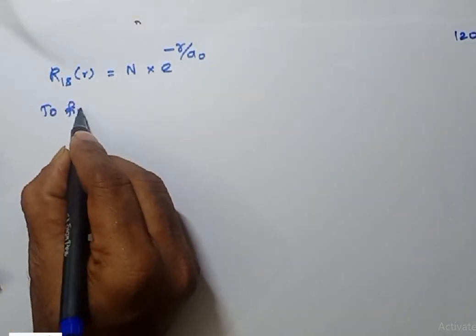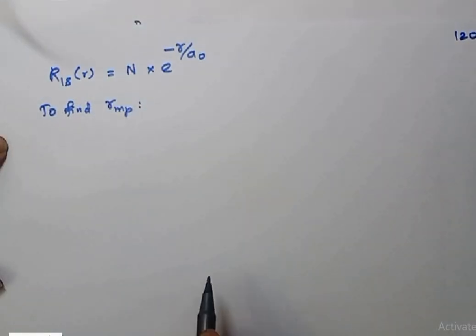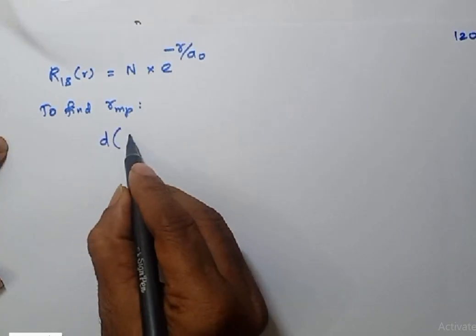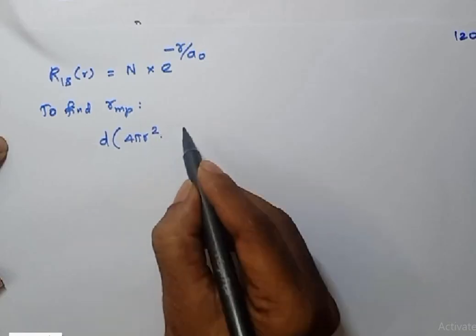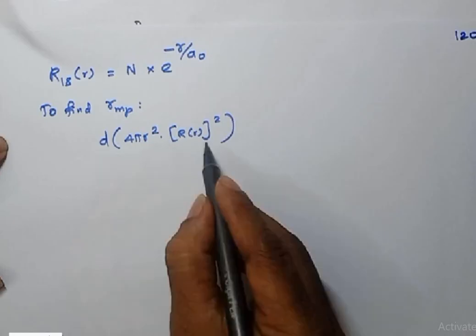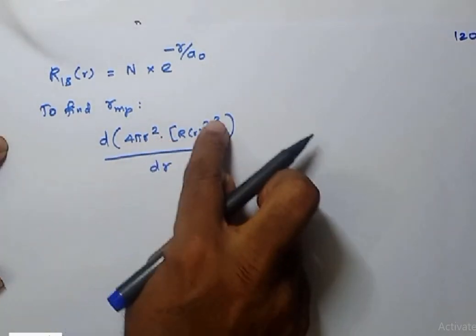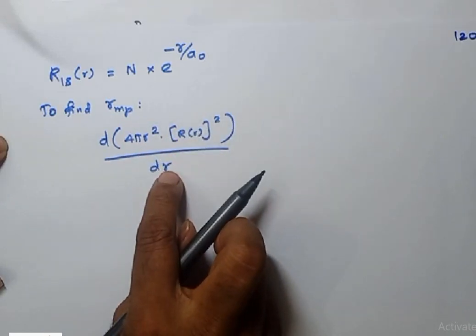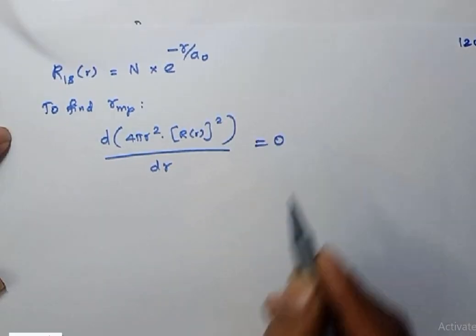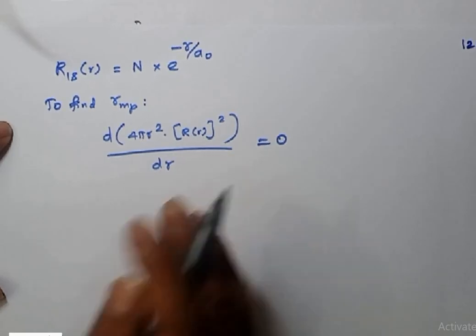To find the most probable distance RMP, what to do? We have to differentiate this quantity: 4 pi r square into the radial part of the wave function square. Differentiate this with respect to r. This we plotted on the y-axis, r we plotted on the x-axis. So dy by dx, and put that value equal to 0. You will get the maxima or minima. It's very simple. Now listen.